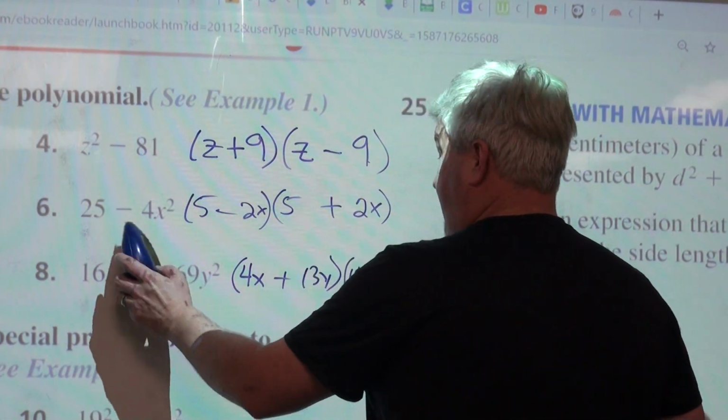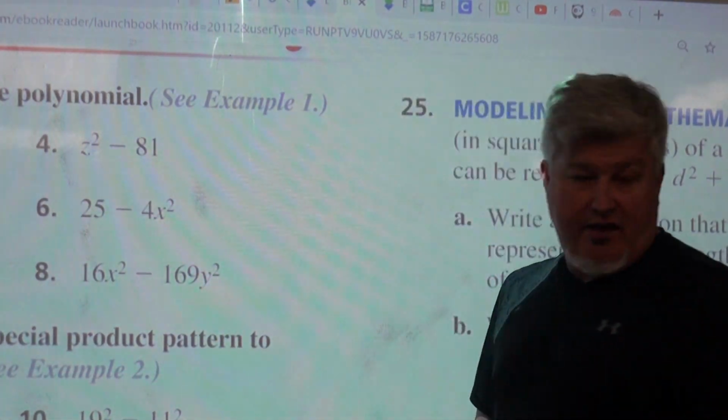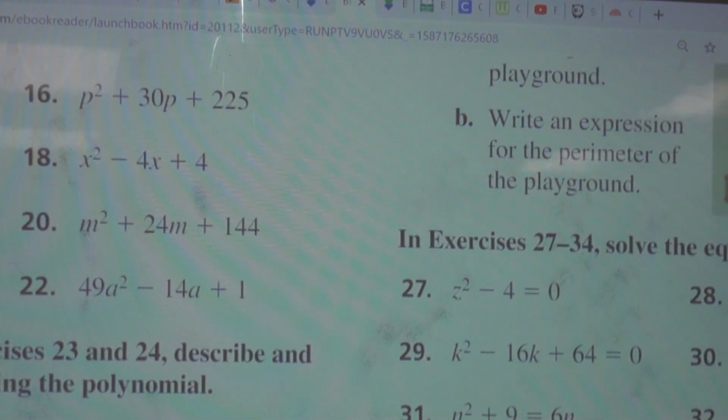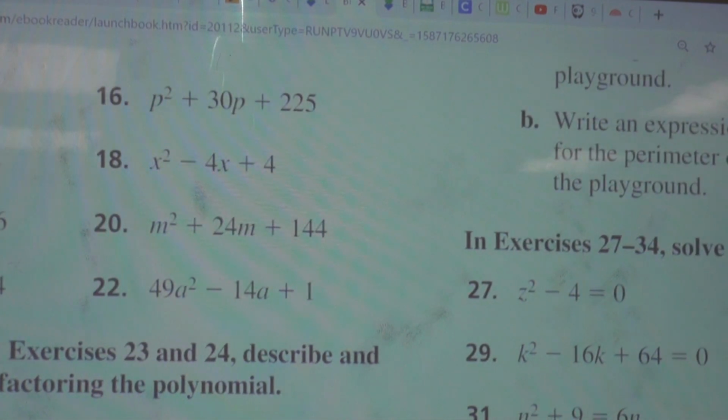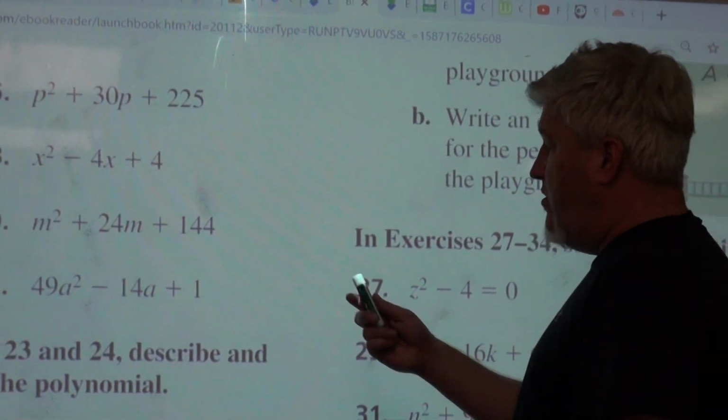All right, we're skipping this next section. That's just trying to do quicker mental math, which I don't think is going to be of value to you. Let's look at the next section, 16 through 22. This is the other situation now.